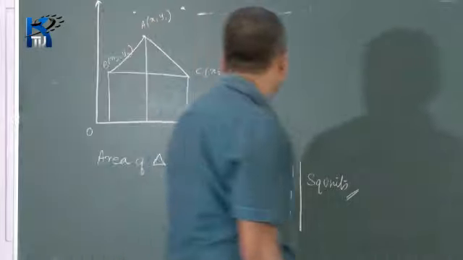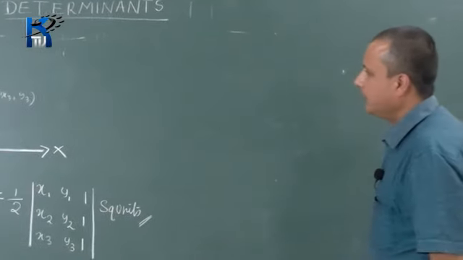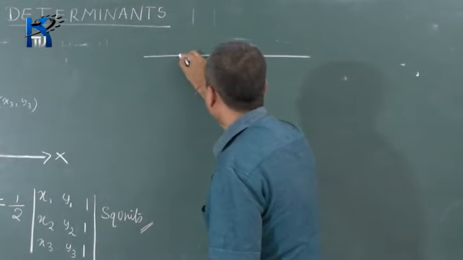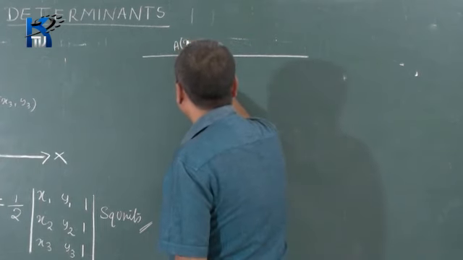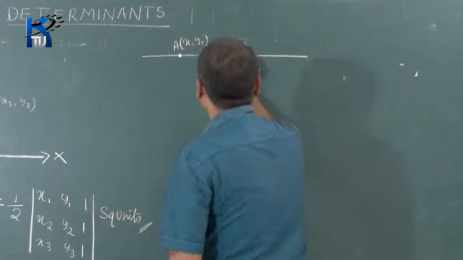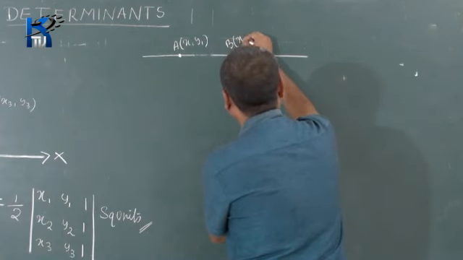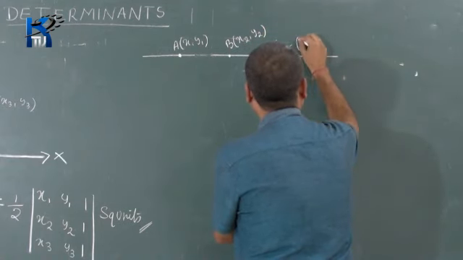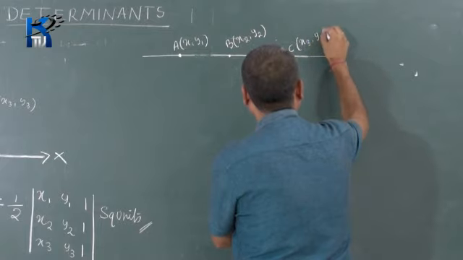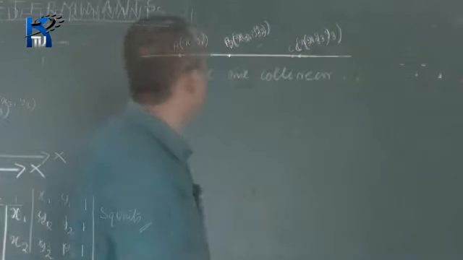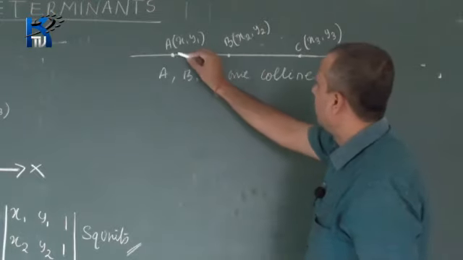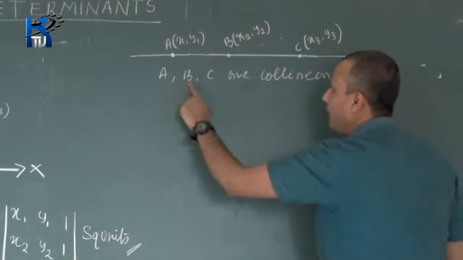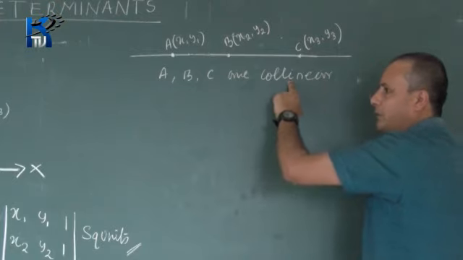Now, area of a triangle ABC using determinant. Let us suppose all these 3 points are A (x1, y1), B (x2, y2), and C (x3, y3). Now, if the 3 points A, B, C lie on the same straight line, that means A, B, C are collinear. You can say these 3 points are collinear.